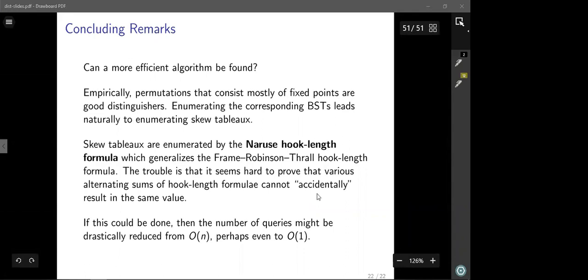And I don't know how to do that. But if it could be done, then the number of queries could be reduced maybe even to a constant number and not just O of n. So I think that would be really nice if somebody could figure out how to do that.